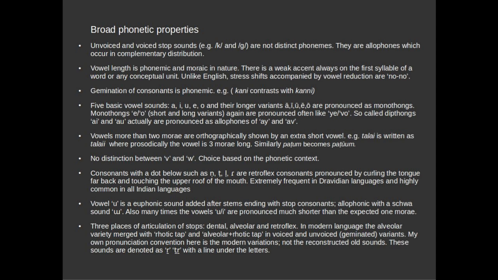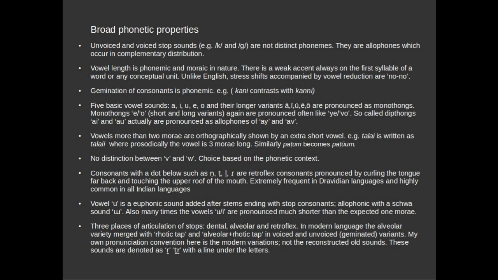Third, gemination of consonants is phonemic, which means whenever a consonant is written as a double consonant, it has to be articulated as such because it produces a difference in meaning. For example, kani contrasts with kanni and ilai contrasts with illai, and so on.